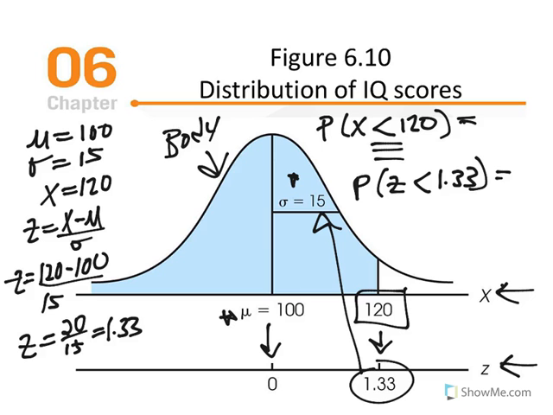So our final answer would be reported as 0.9082, or there's a 90.82% chance that if we randomly selected an individual from the population, their IQ score would be less than 120.